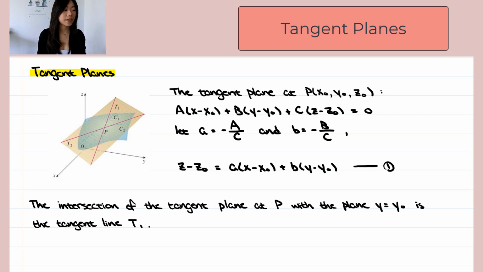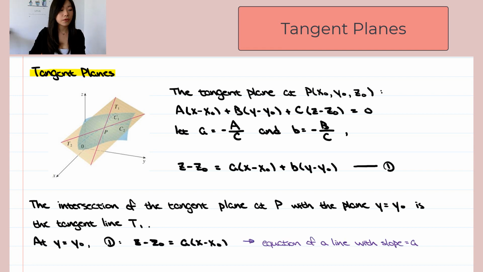Let's revisit the graph again. The intersection of the tangent plane, which is this yellow plane, with the plane y equals y0, is basically the tangent line T1 for the curve C1 at point P. And if I substitute y equals y0 into equation 1, then my equation 1 becomes z minus z0 equals A times x minus x0, because the second term will vanish. And now this equation only has two variables, x and z. And this form is an equation of a line, where the line has slope of A.